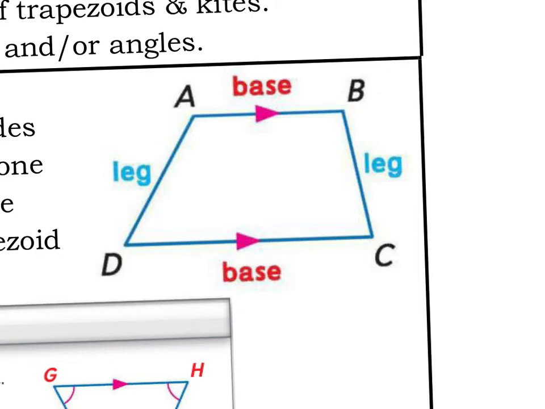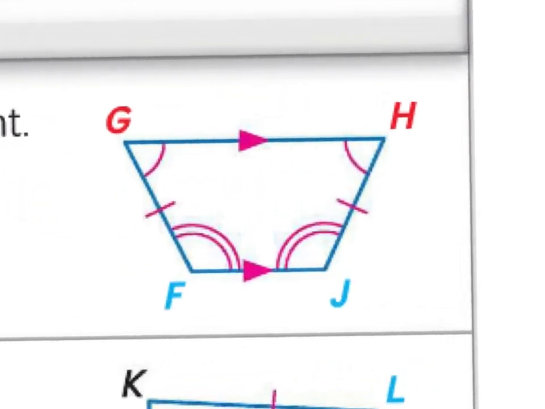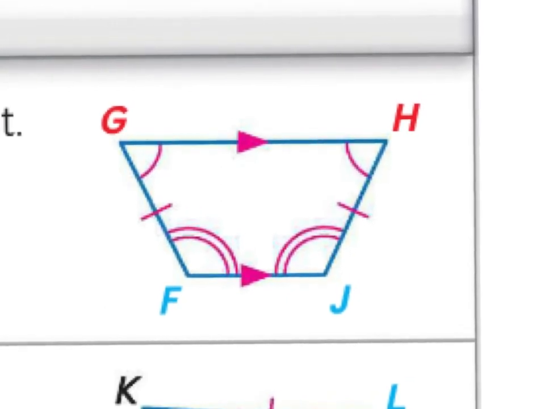And you can have something called an isosceles trapezoid, and that's when the legs are congruent. But you can clearly see they're not parallel. An isosceles trapezoid will have congruent legs, and then it'll have congruent base angles. These are called base angles since it's associated with this base right here, and these are also called base angles, associated with this base there.